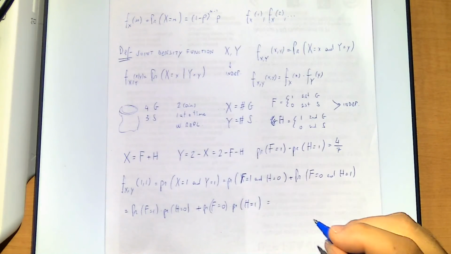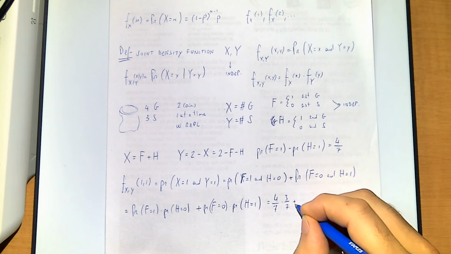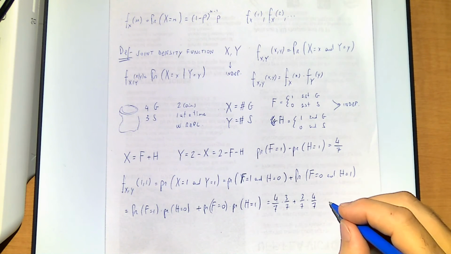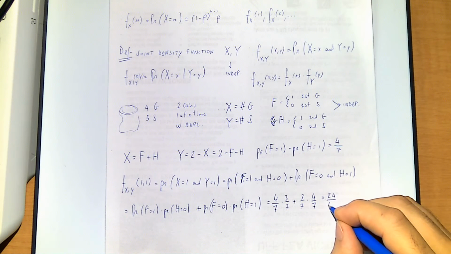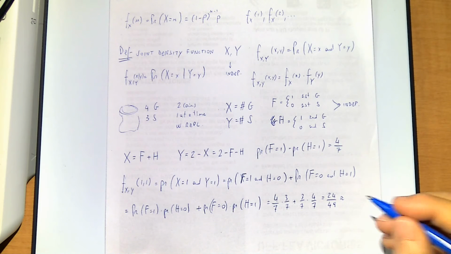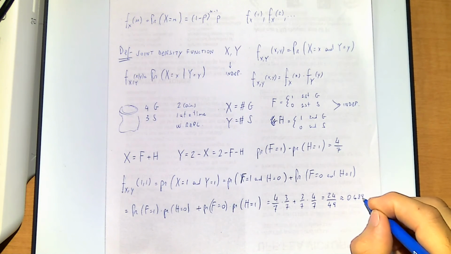So now this is going to be 4 over 7 times 3 over 7 plus 3 over 7 times 4 over 7, which gets me my result, which is 24 over 49. You see, it's about half. I don't need to calculate it, right? It's nearly 25 over 50. It's basically 0.489.